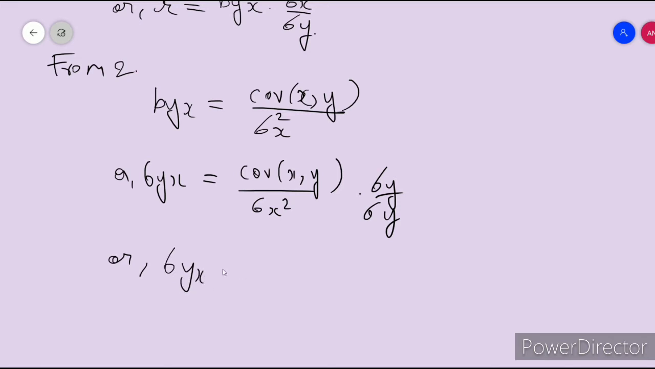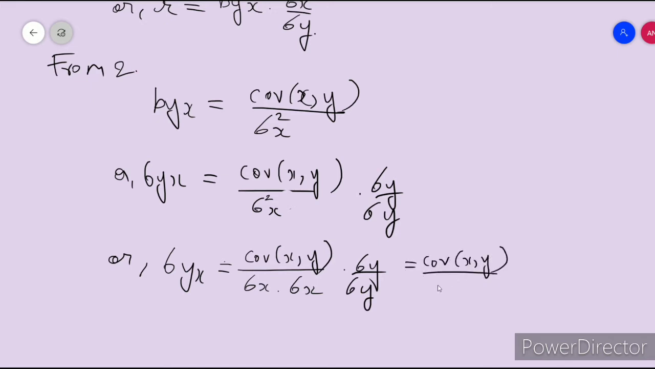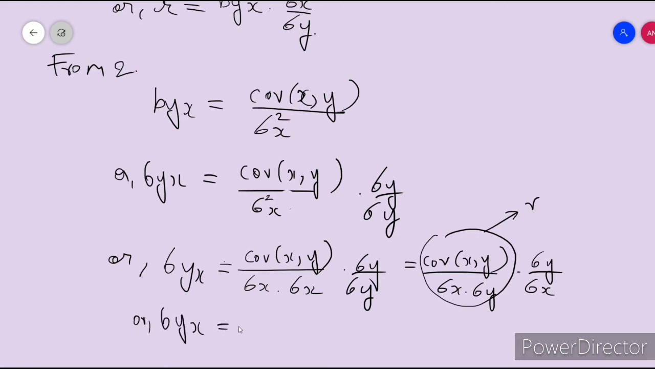So here what we do is we break this square. Let me write this properly. We break this variance, or the square of the standard deviation, into two parts. And what we can also do is bring the standard deviation of y to this side and standard deviation of x to this side. And if you remember, this part is nothing but the correlation coefficient. So this way we have expressed the regression coefficient in terms of the correlation coefficient.